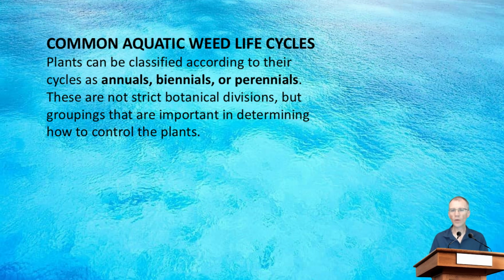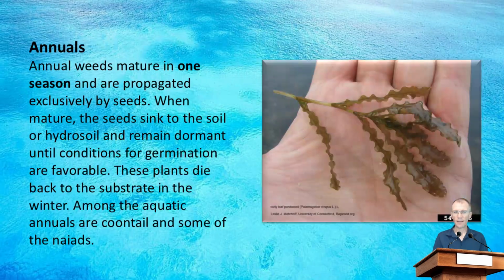Common aquatic weed life cycles. Plants can be classified according to their cycles as annuals, biennials, or perennials. These are not strict botanical divisions, but groupings that are important in determining how to control the plants.